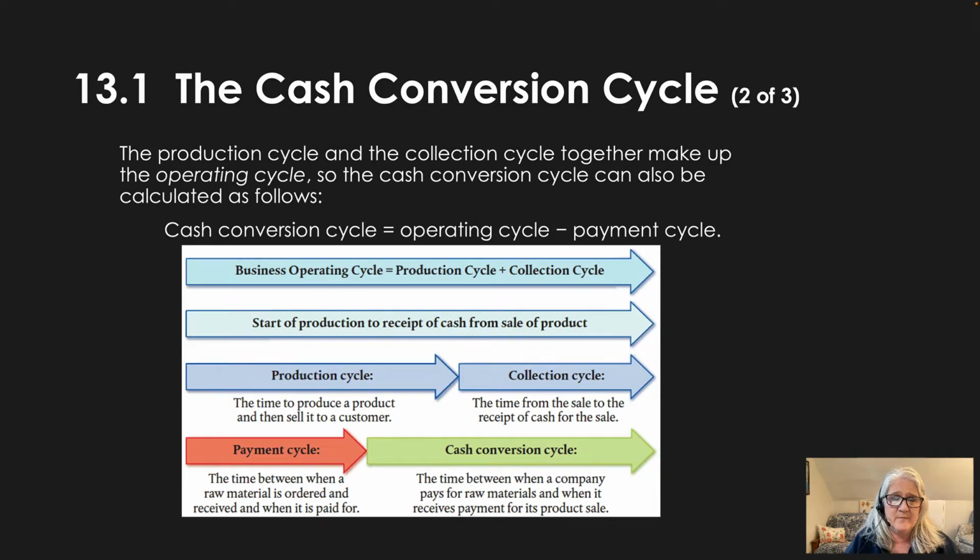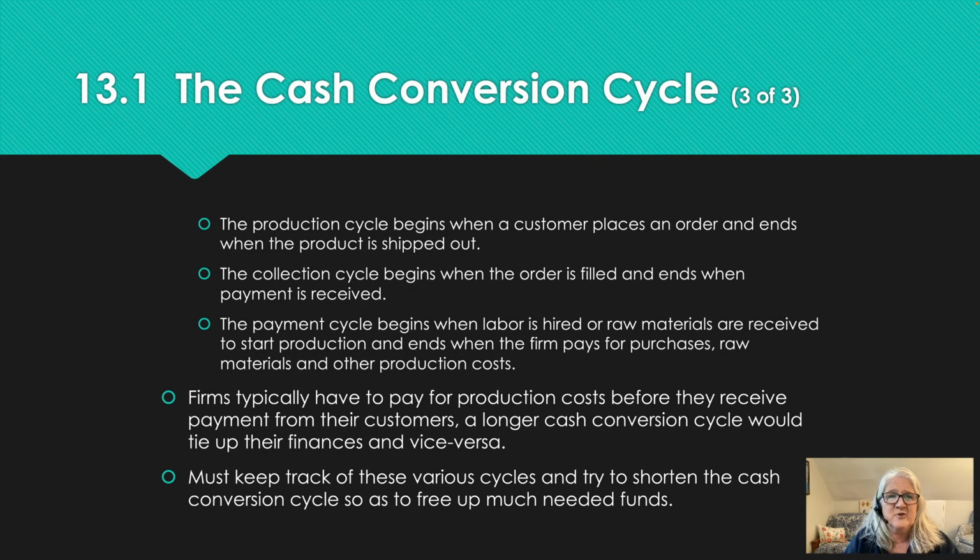Now, as I said, the cash conversion cycle is basically the operating cycle minus the payment cycle. The operating cycle is the production cycle plus the collection cycle. Right? So these are just simple mathematical relationships. Just get your head around them. And the cash conversion cycle begins with the production cycle. It begins when a customer places an order, and it ends when the product is shipped out. And then the collection cycle begins when an order is filled, and it ends when payment is received.